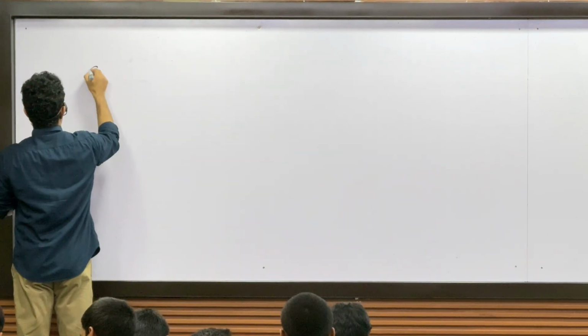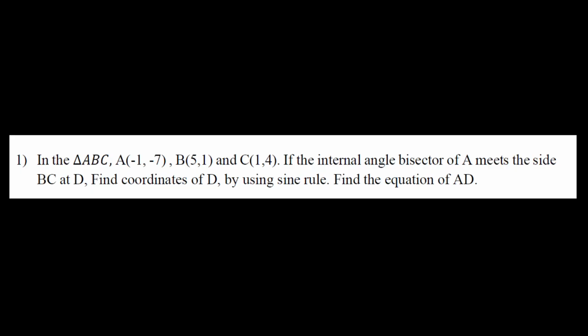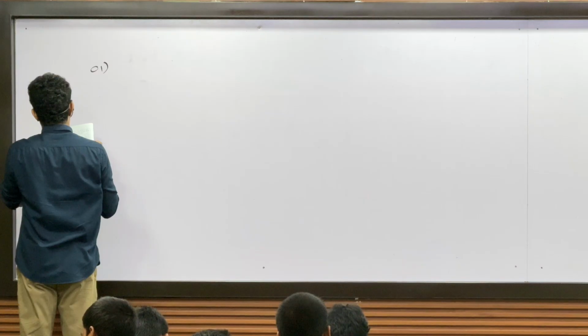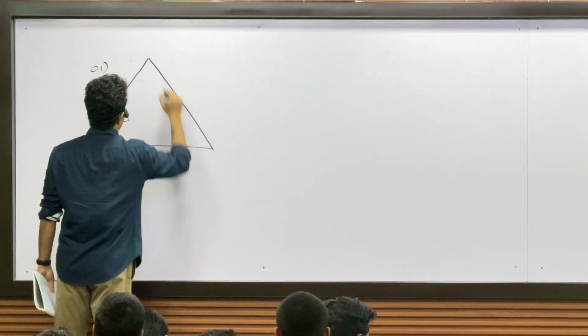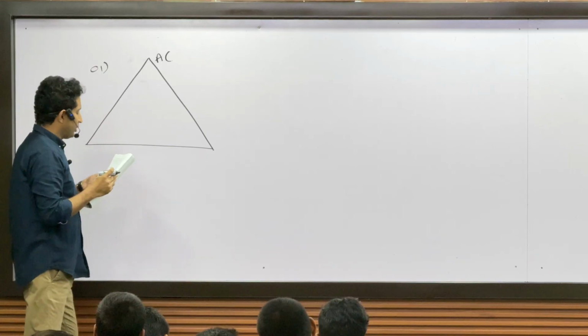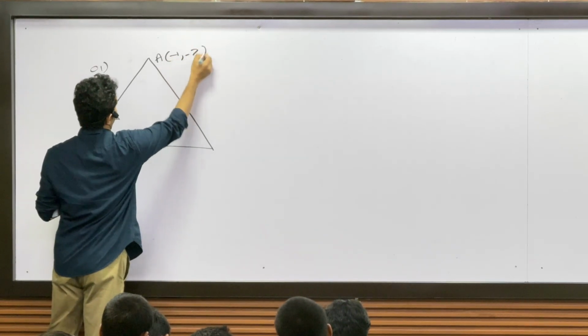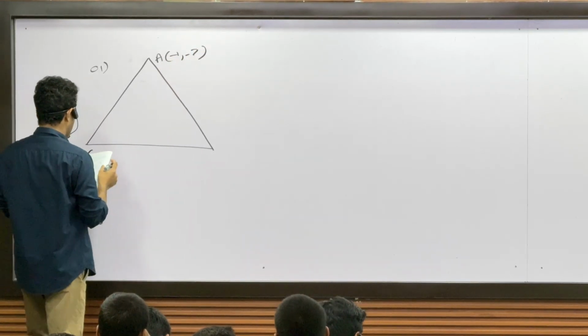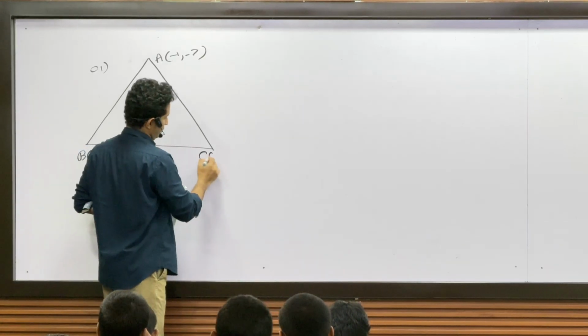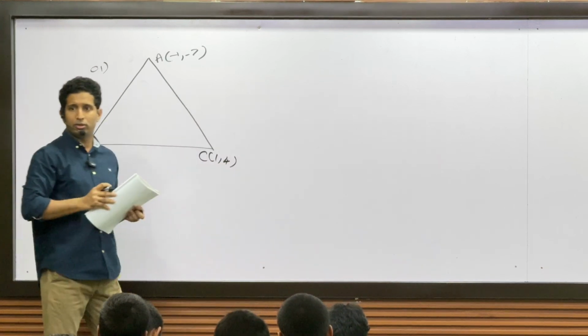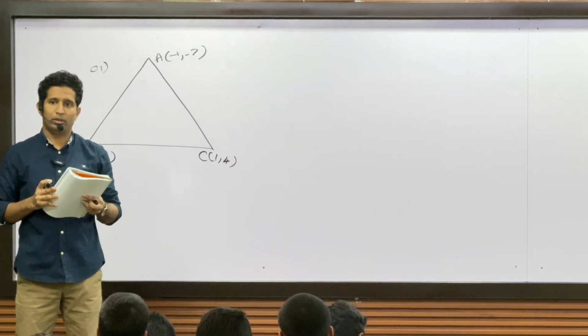Now the question number 1. Here they have given triangle ABC. A is (-1, -7), B is (5, 1), and C is (1, 4). Right, like this.